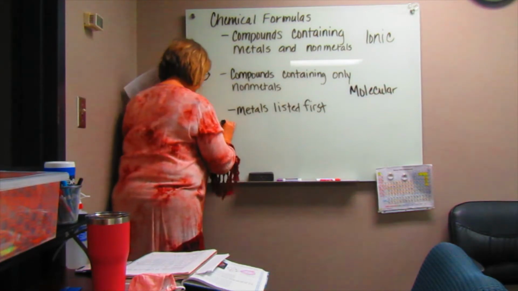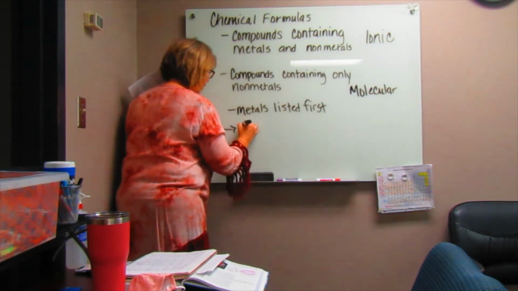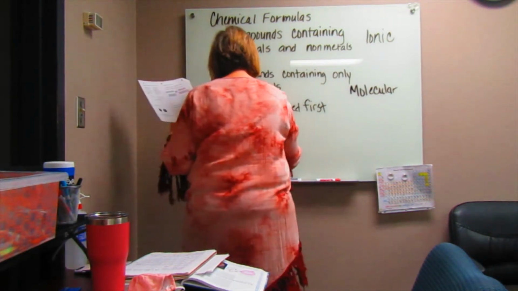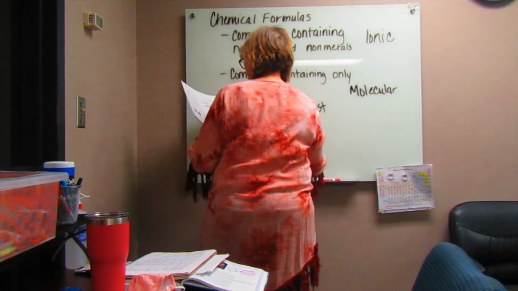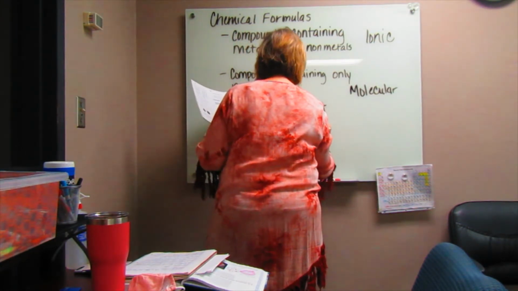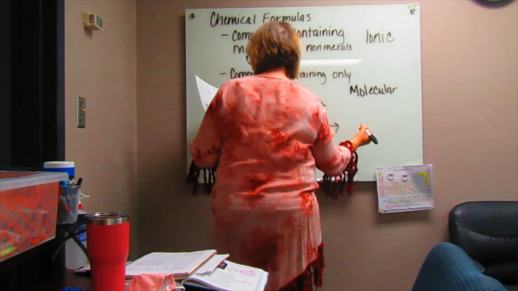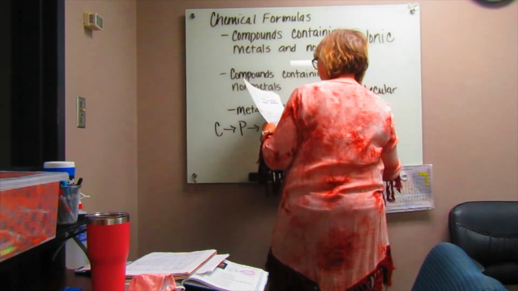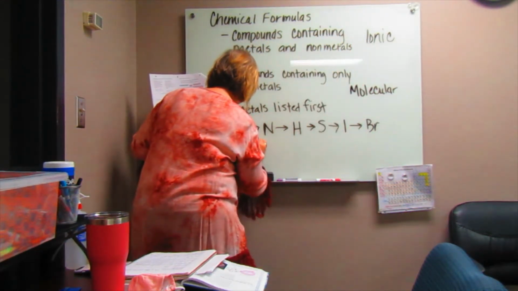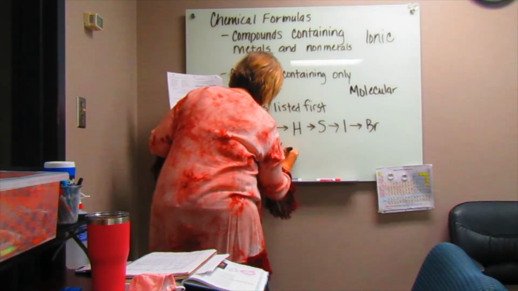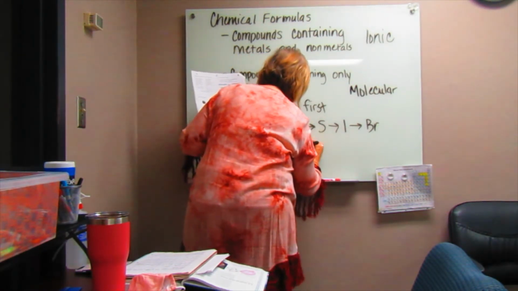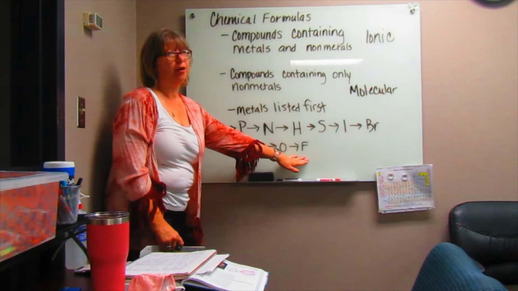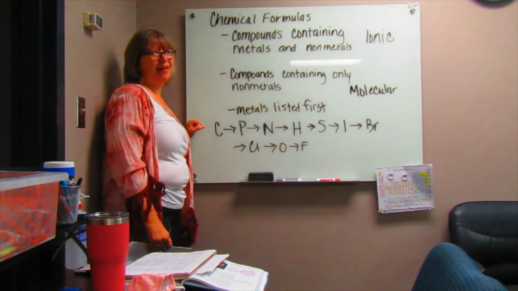So the first element would be carbon. Second would be phosphorus, nitrogen, hydrogen, sulfur, iodine, bromine, chlorine, oxygen, and fluorine. Okay? So these are the most metallic to the least, or most like metallic elements.